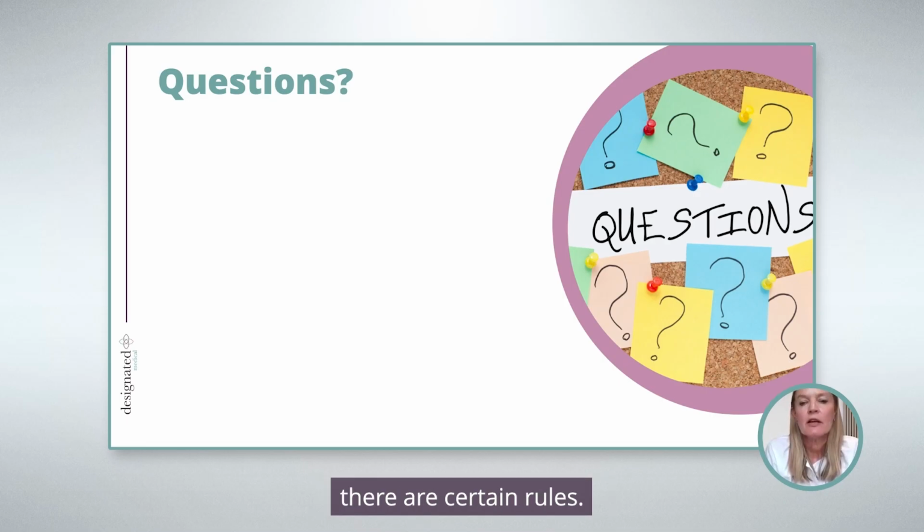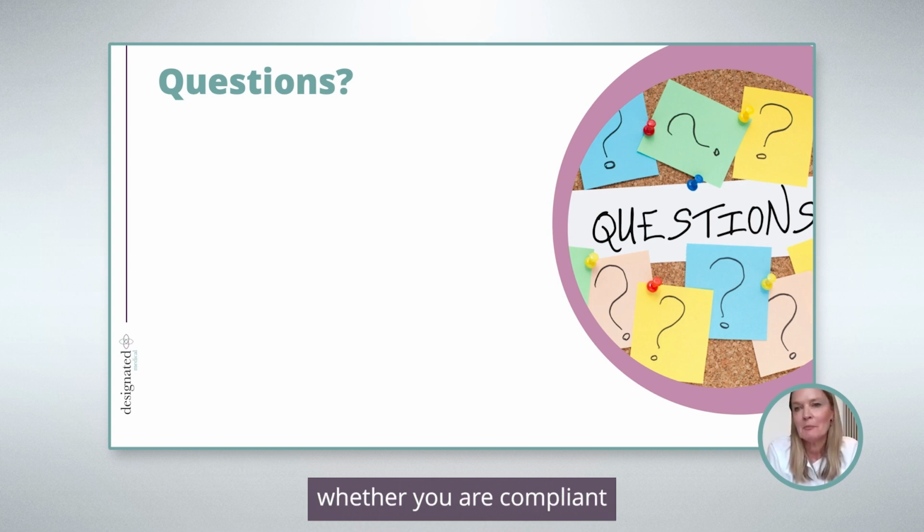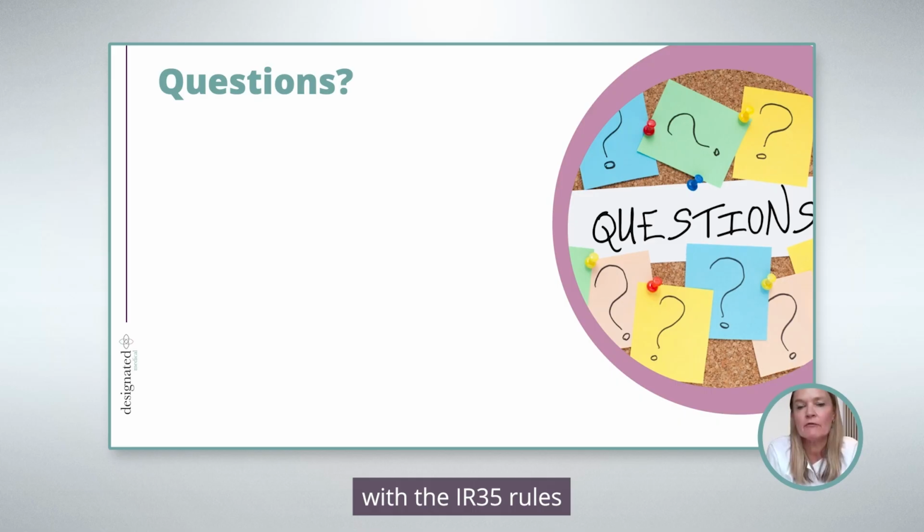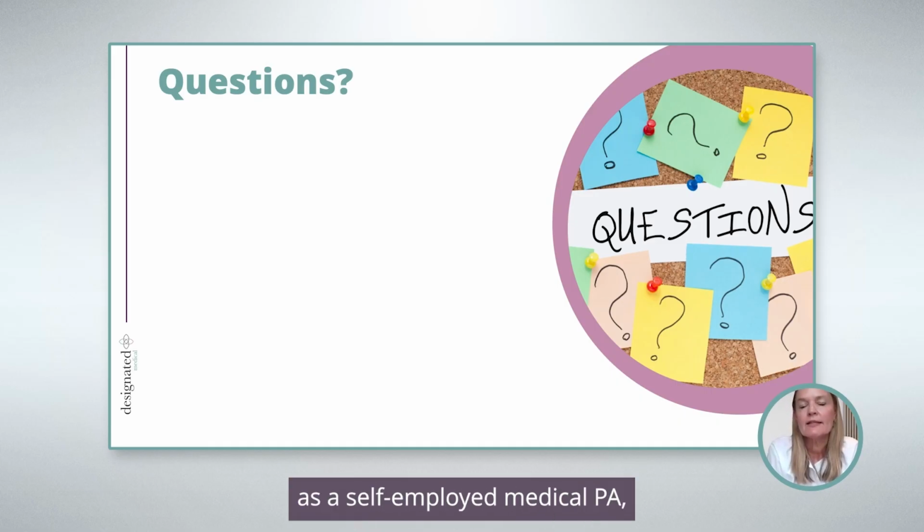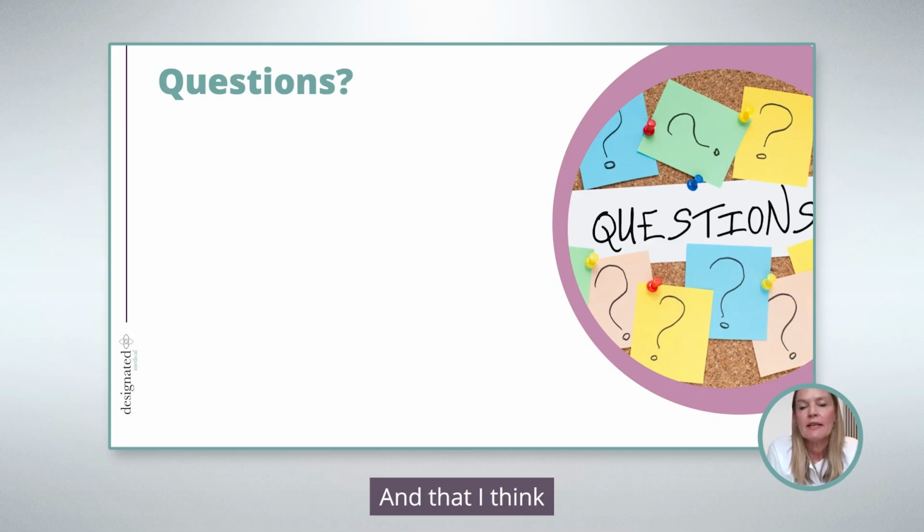So there are certain rules. In fact, on the HMRC website, there is a questionnaire you could do, if you are a self-employed person, to see whether you are compliant with the IR35 rules or not. Basically, if you had someone working as a self-employed medical PA for one doctor, there is a strong argument that that person should be employed by the doctor, and therefore should be entitled to all of those employment benefits. That, I think, is what HMRC are trying to crack down on.